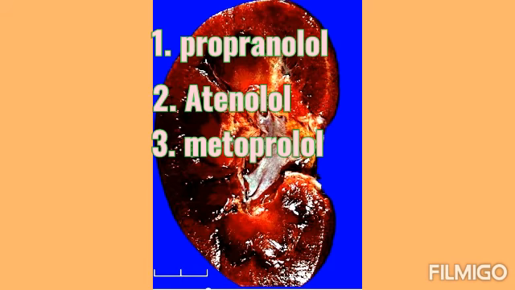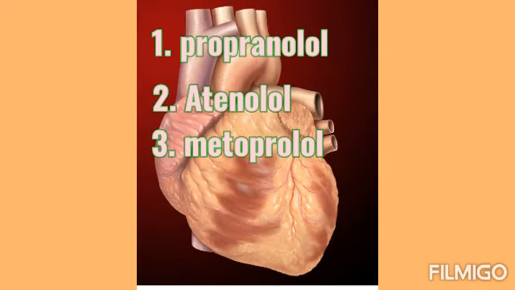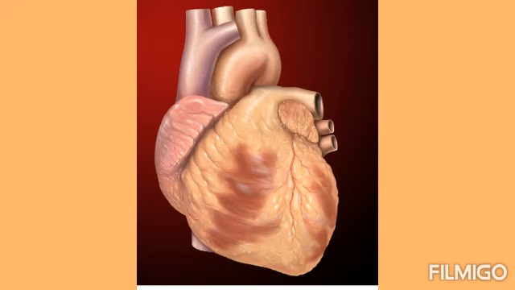Now we have beta blockers. These are drugs that block noradrenaline from binding to its beta receptors. Examples are propranolol, atenolol, and metoprolol. These receptors are found in the heart too, so these drugs block these receptors.